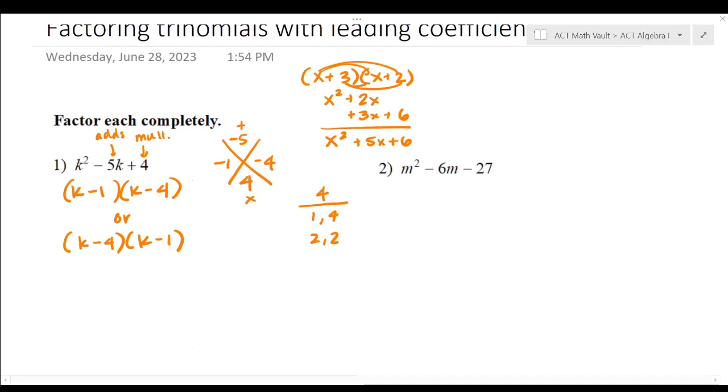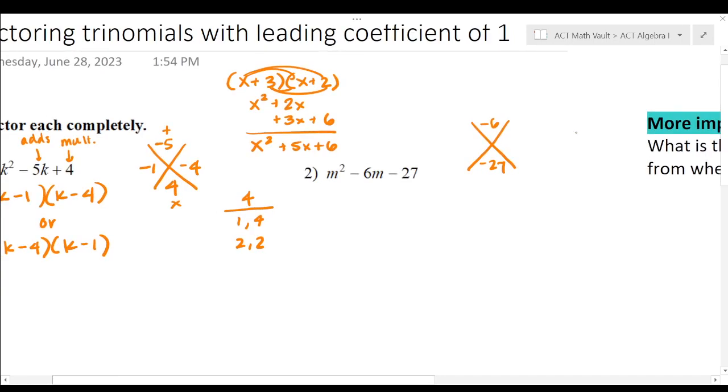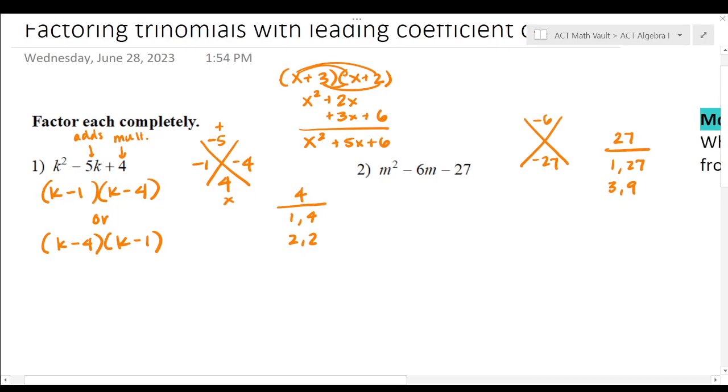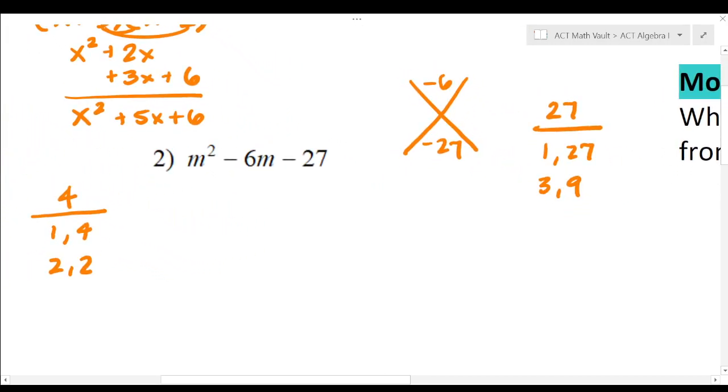Okay, now let's go to the second one. Do the same thing. So I'm going to put my adding number up here, my multiplying number here, and start messing around with the factors of 27. So we have 1 and 27, and then 3 and 9, and that's it. Sometimes you'll have a number that has a bunch of factors and you have to go through them, but this one is fairly easy. I can tell 3 is 6 units away from 9. So 1 and 27, definitely, that's not going to be our pair that we're working with here.